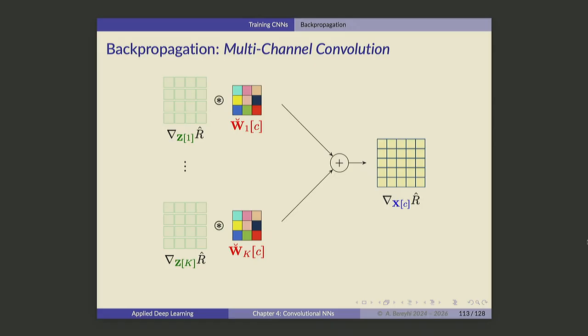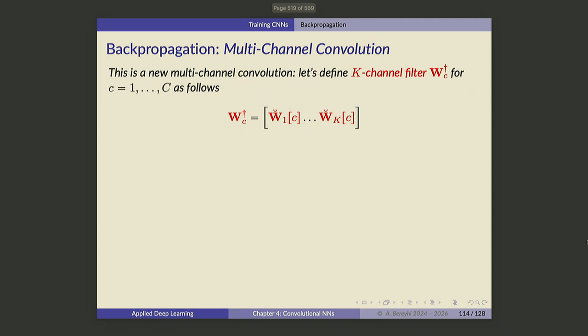Okay? So you can go ahead and define this form of reverse filter. So this particular filter is this, right? This reverse filter contains channel 1 of every single filter, right? And this is for a general channel C, right? So if you think about channel C, you go ahead and collect channel C of every single filter, right? Then what is the number of channels in this new filter?